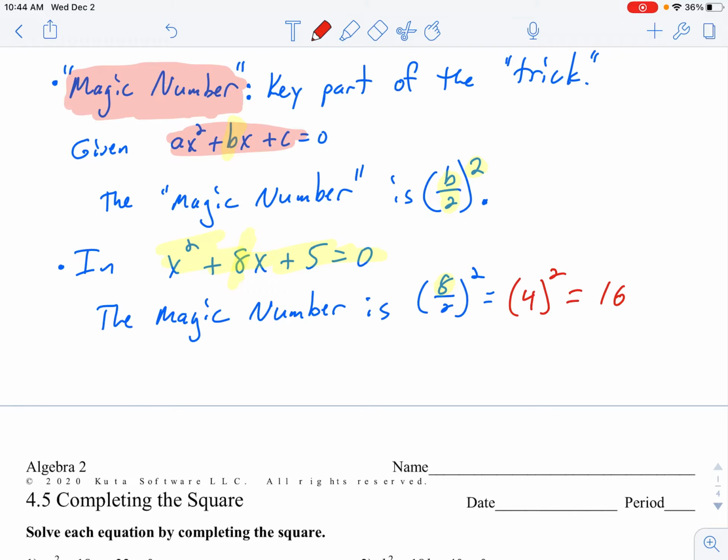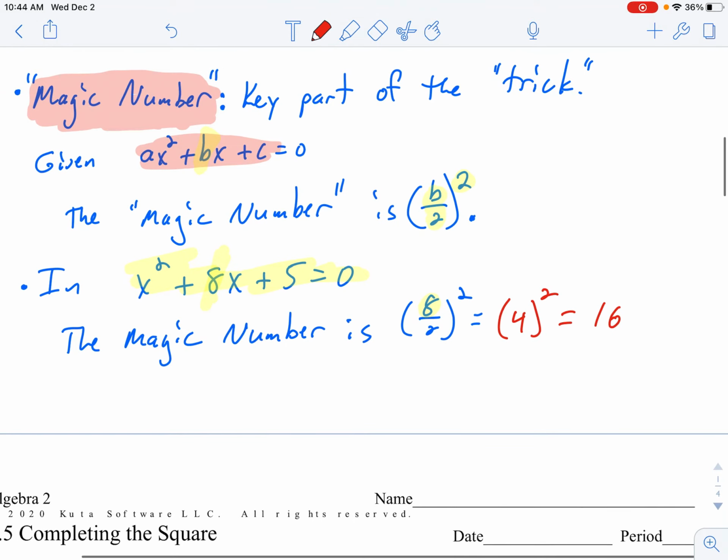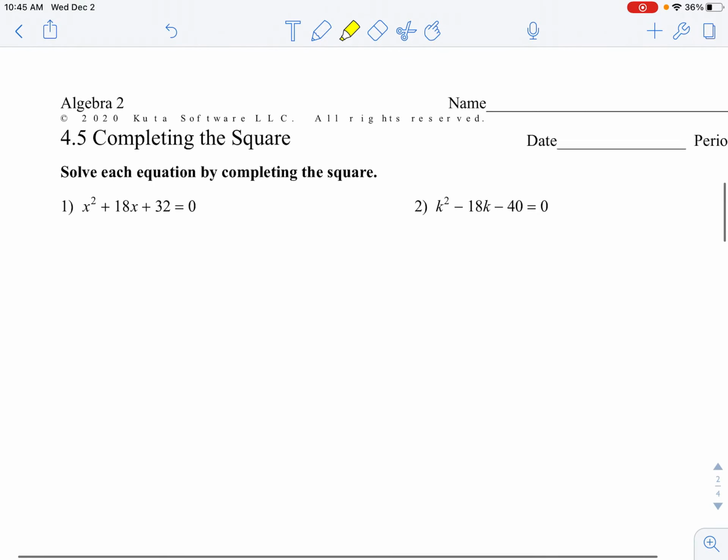So I'm just preparing you for the fact that I'm going to be using the phrase magic number over and over. It's part of the process, not the answer or anything, but I just want you to be ready for that. Okay, so let's get to this.